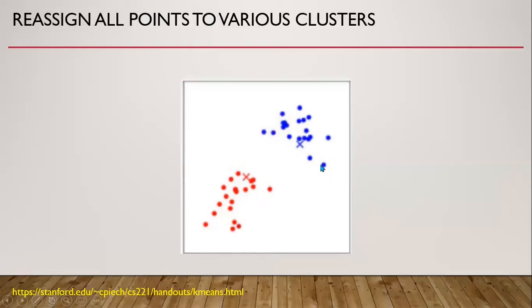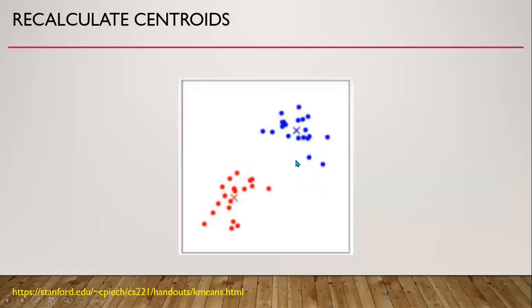Then we reassign all the points to the nearest centroid. So these points are very near to this centroid, so these are assigned to this cluster and all these points are assigned to this cluster. In the next step, we recalculate the centroid. So the distance measure is usually Euclidean. I'll talk about other distance measures in this lecture.